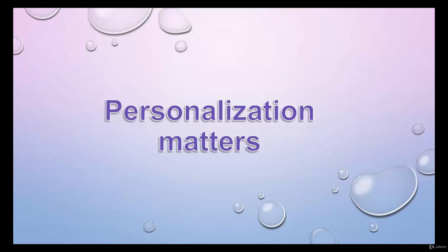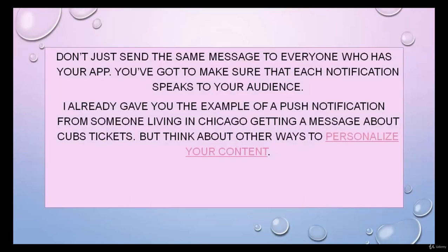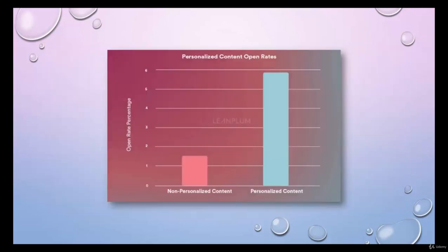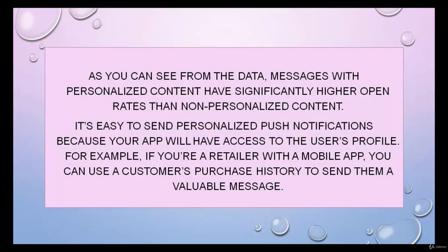Personalization matters. Don't just send the same message to everyone who has your app. You've got to make sure that each notification speaks to your audience. I already gave you the example of a push notification for someone living in Chicago getting a message about Cubs tickets, but think about other ways to personalize your content. As you can see from the data, messages with personalized content have significantly higher open rates than non-personalized content. It's easy to send personalized push notifications because your app will have access to the user's profile.